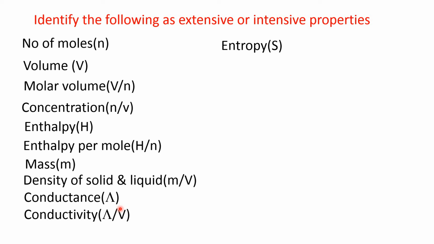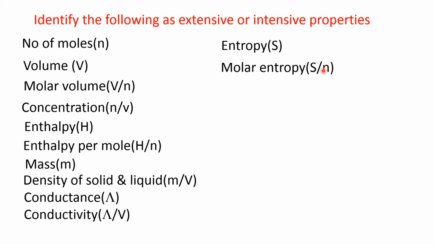Now entropy. Entropy is energy which cannot be used for doing useful work. So this entropy or energy term is an extensive property. Now molar entropy. Molar entropy is the ratio of entropy and number of moles.